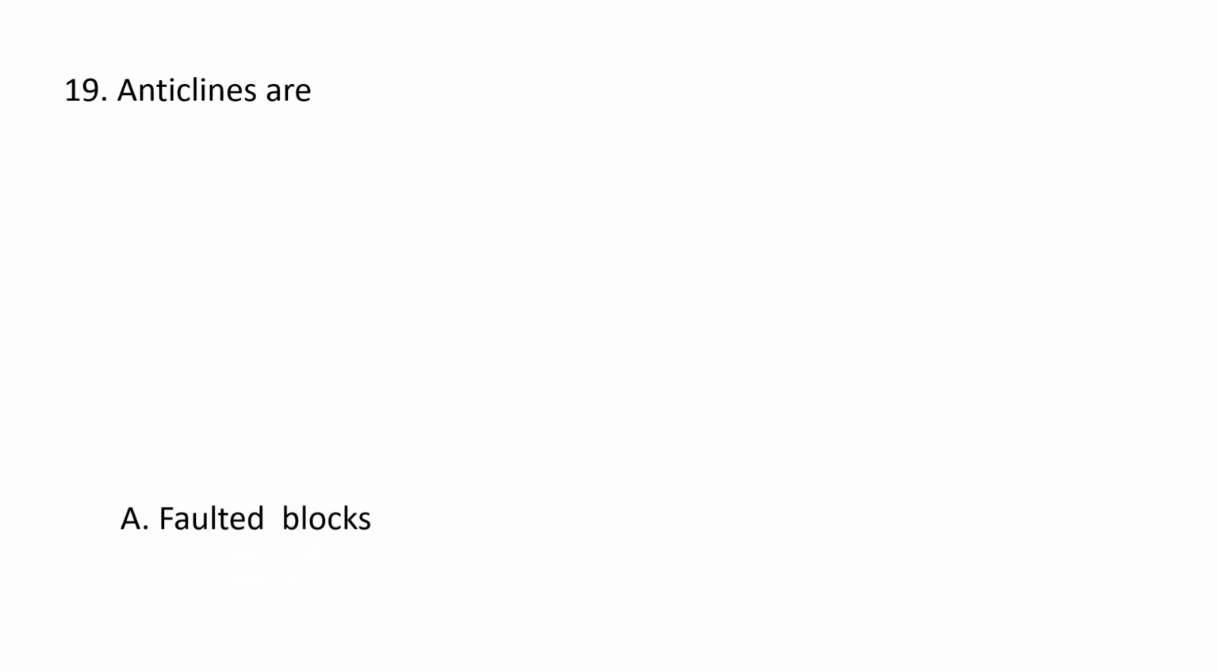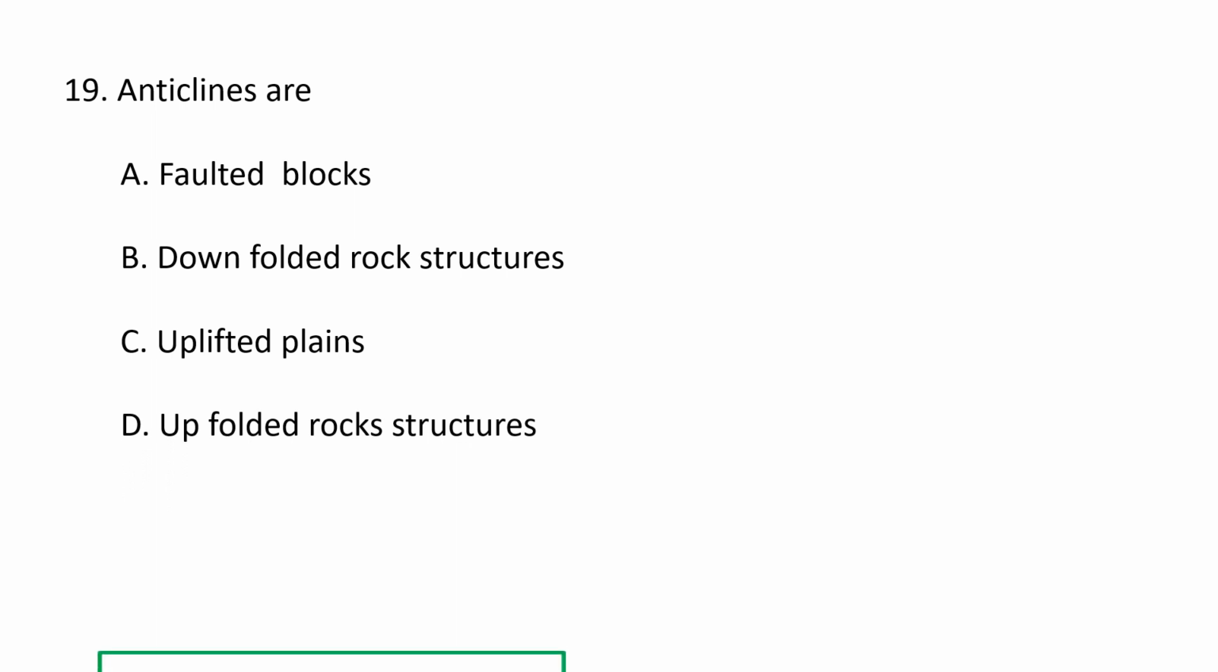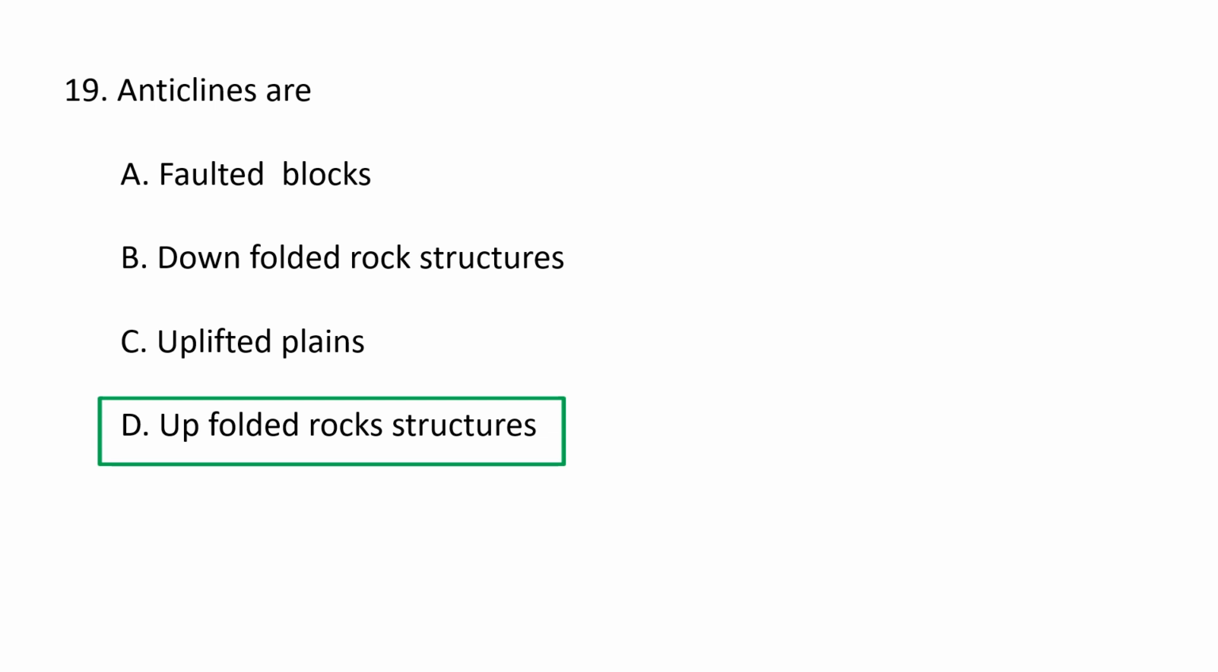Next question. Anticlines are: A, faulted blocks, B, downfolded rock structures, C, uplifted plains, and D, upfolded rock structures. Anticlines are upfolded rock structures. These are upfolds in the layered rocks. They are usually long, high wrinkles in the rocks that may extend for hundreds of kilometers, but normally they are miles or tens of miles long, and they may have numerous prominences. So anticlines are upfolded rock structures.